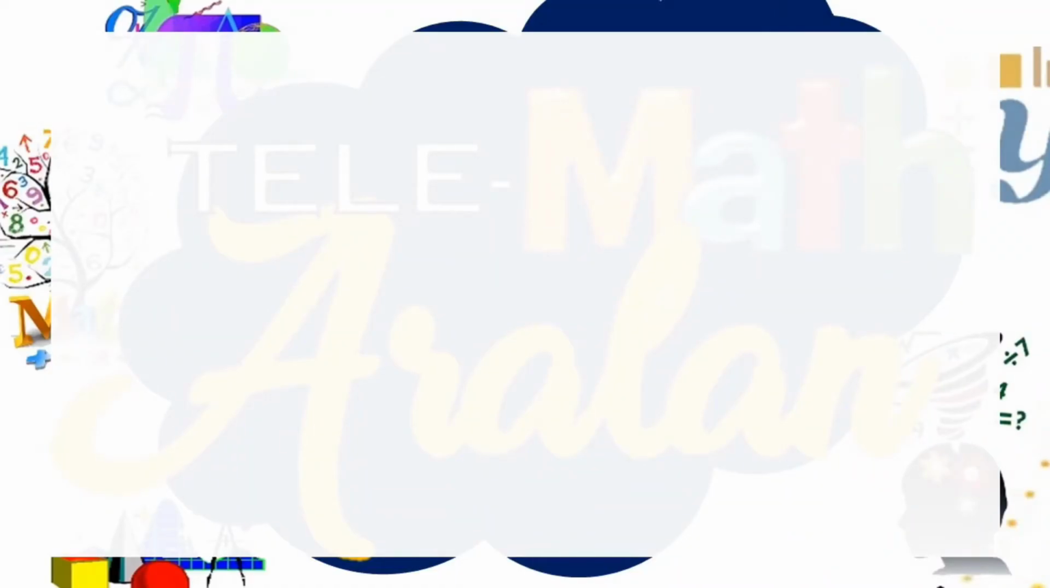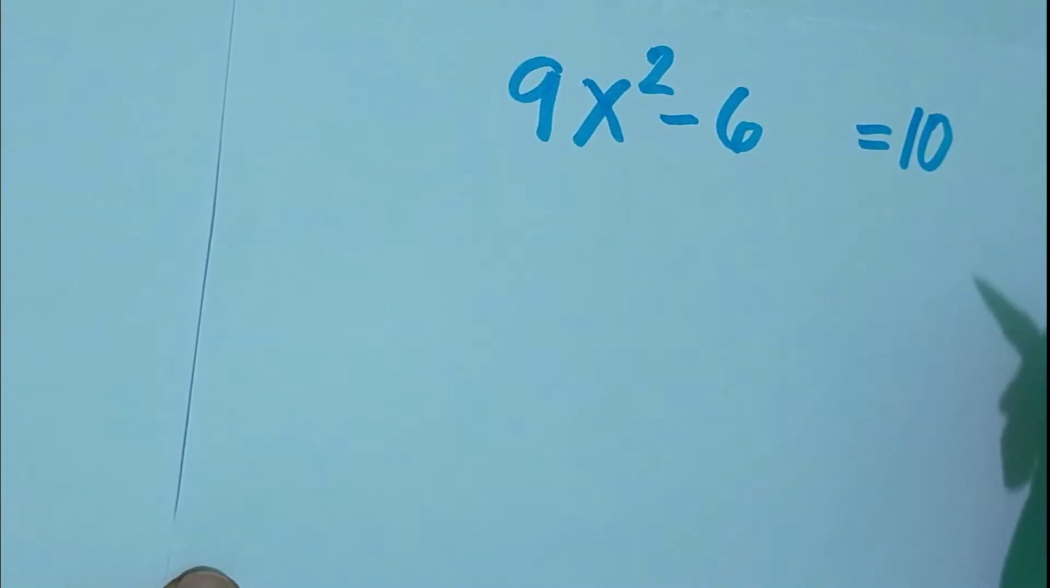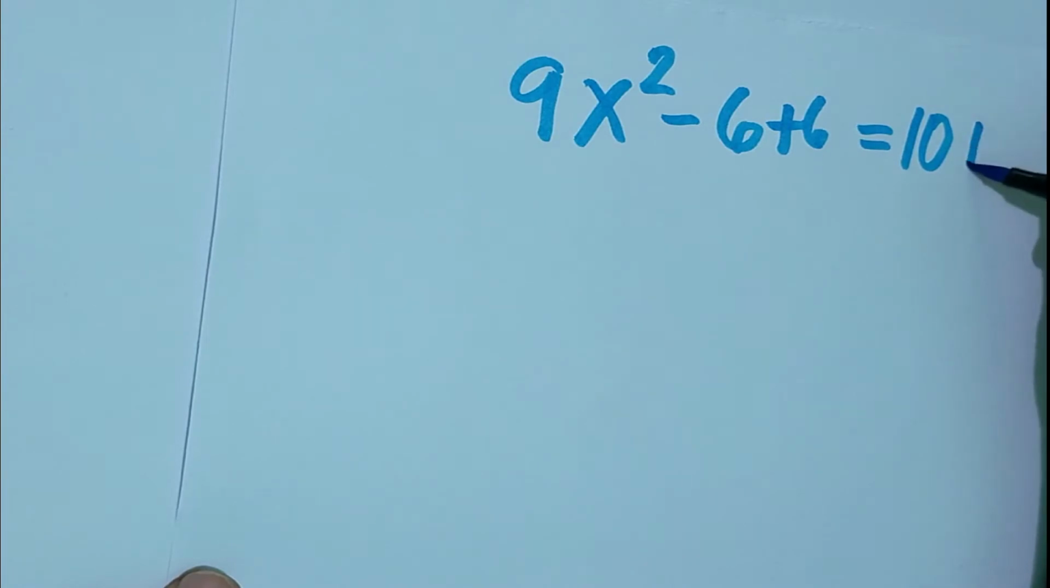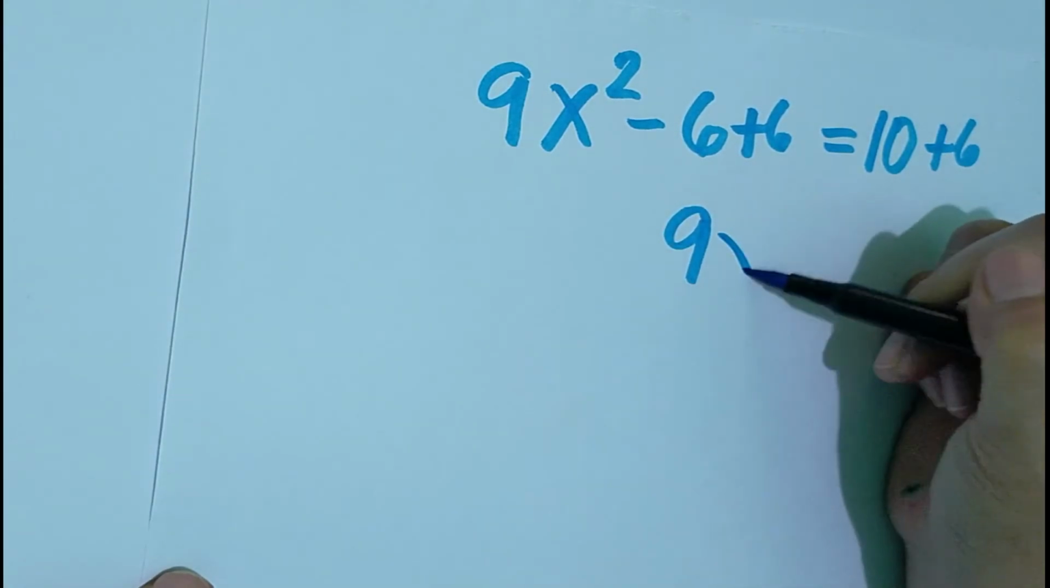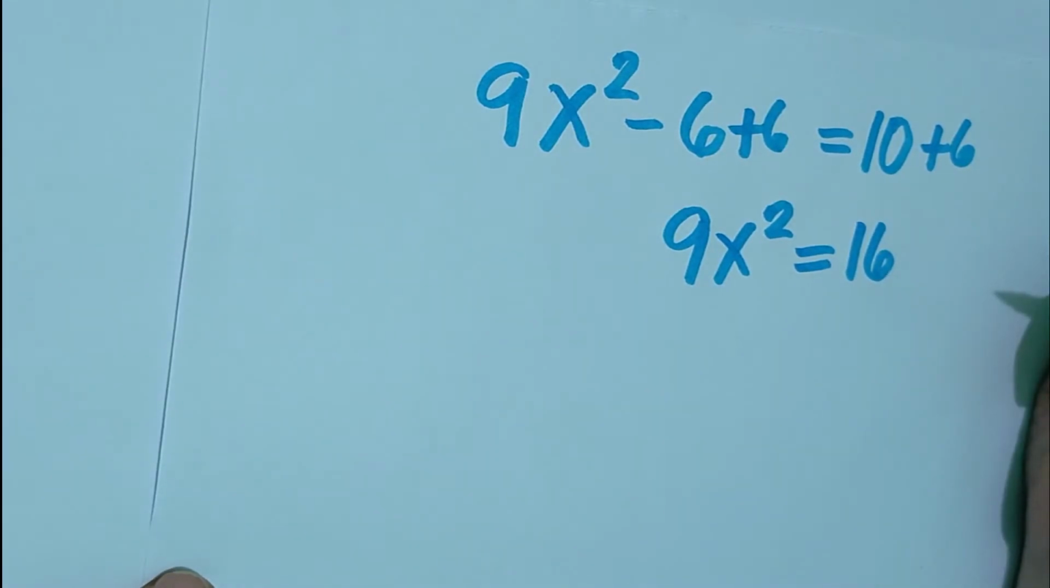See? Solving quadratic equations by extracting square roots is not as difficult as you think. Let's try another equation. Solve for the solutions of 9x squared minus 6 equals 10. Adding 6 to both sides of the equation will result to 9x squared equals 16. You can now apply the steps in solving quadratic equations by extracting square roots.